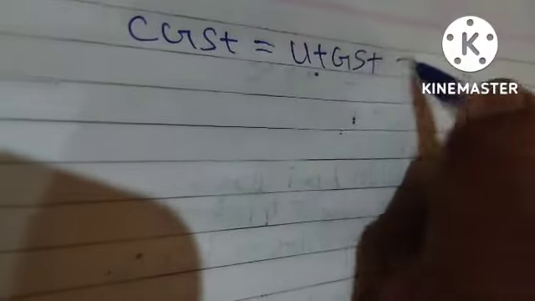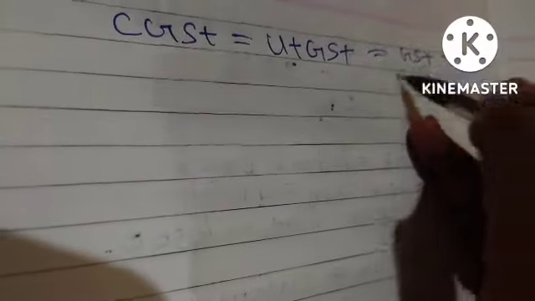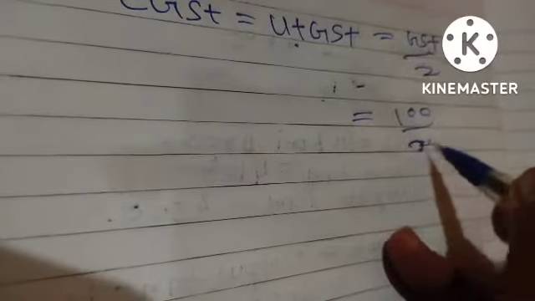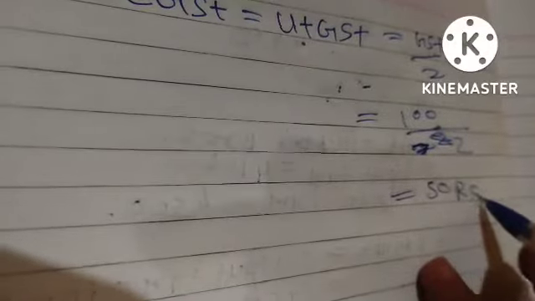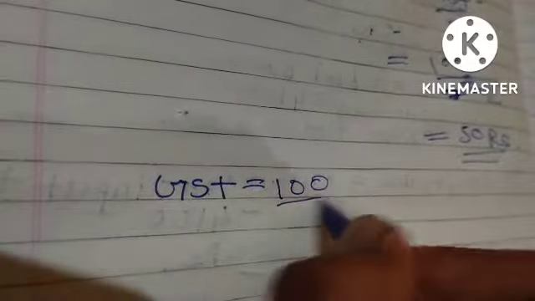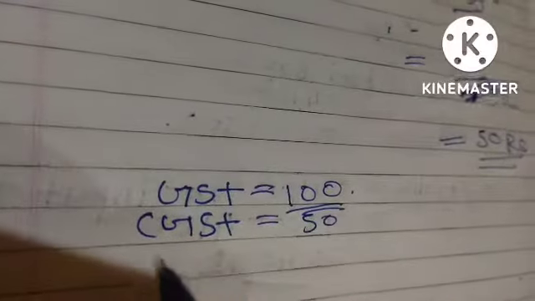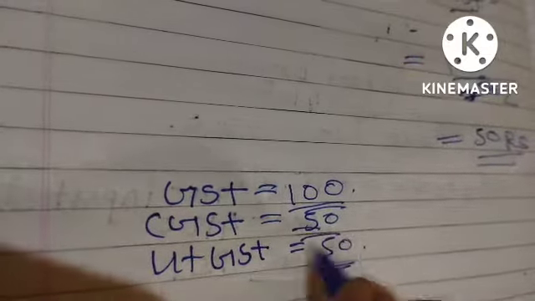So CGST is equal to UTGST, which is equal to half of the GST, 100 upon 2. Answer will be 50 rupees. So GST payable is 100 rupees, CGST is 50 rupees and UTGST is also 50 rupees. So let's move on to the next question.